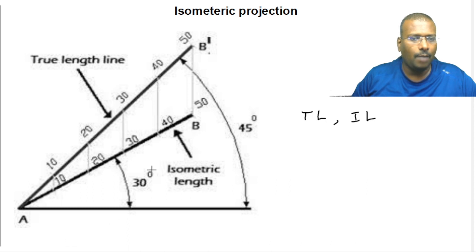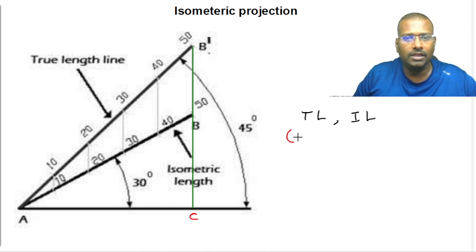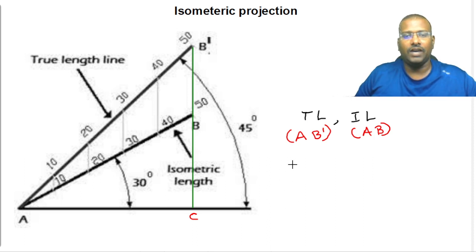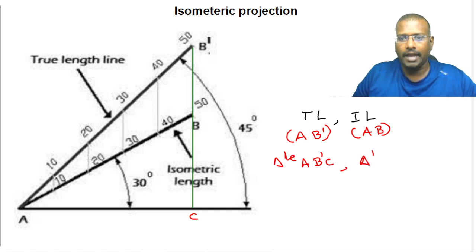So I am going to draw one vertical line here, and we are going to assume this particular point as C. Now what is the true length, sir? True length is nothing but AB dash. Isometric length is nothing but AB. Now let us consider triangle AB dash C and triangle ABC.